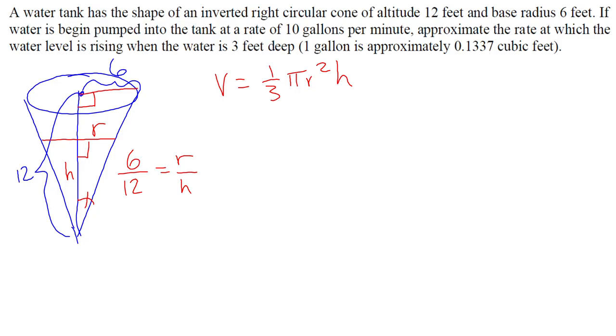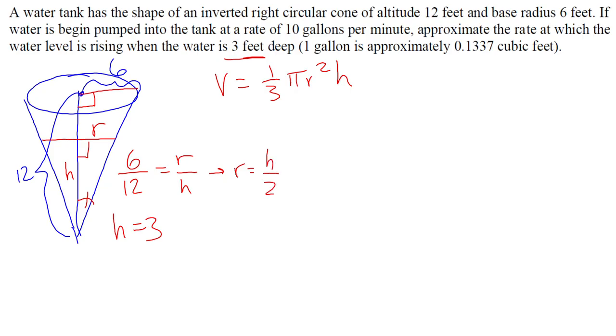So we just need to substitute in something here, put it in terms of one variable. We're asked about when the water is 3 feet deep, that'd be an h value, right? When h is 3. So it seems like it'd be best to solve for r, giving us r is equal to h over 2.